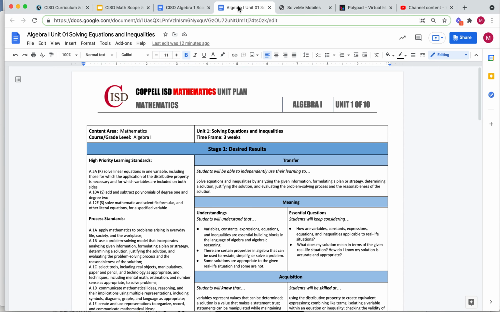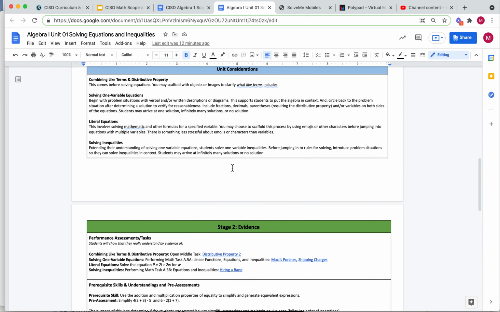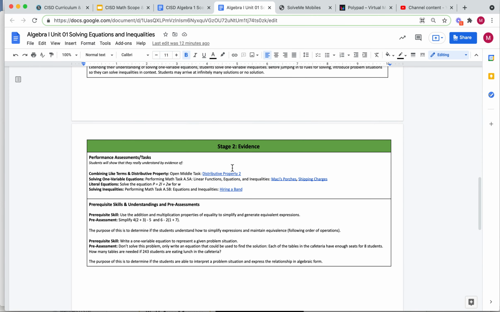Back in your curriculum document, if you scroll past stage 1 into stage 2, you'll see examples of prerequisite skills and pre-assessments that you may choose to use in order to determine if the students have those prerequisite skills and to what extent they understand them in order to provide the appropriate level of scaffolding to meet grade level instruction.